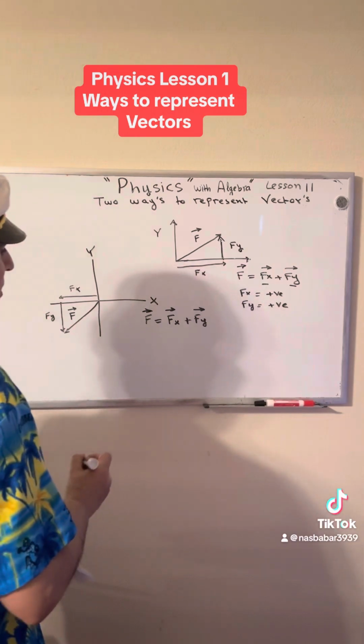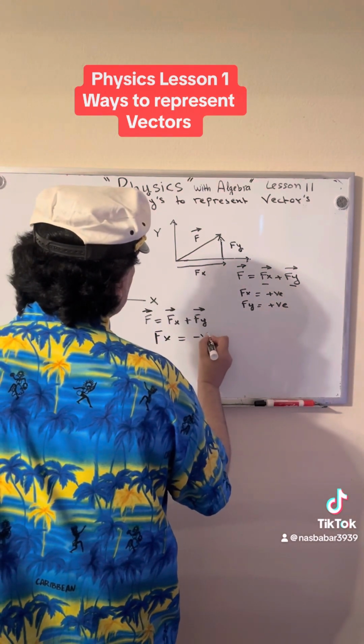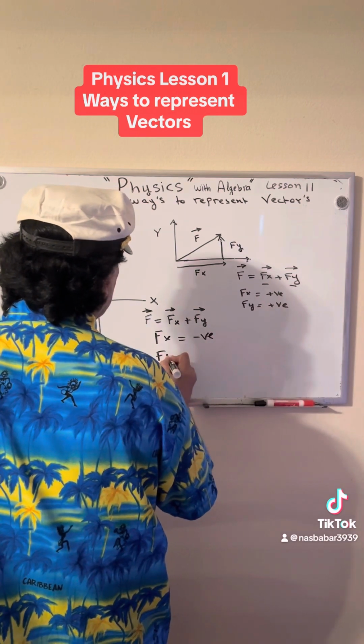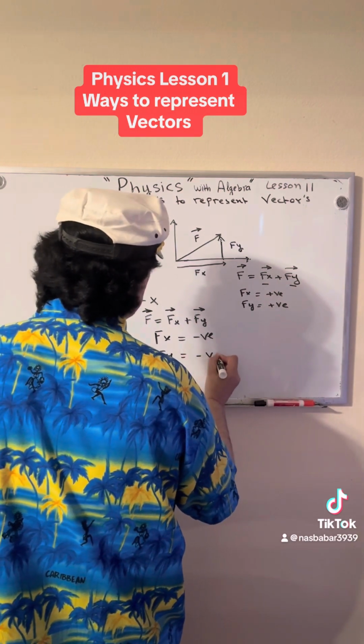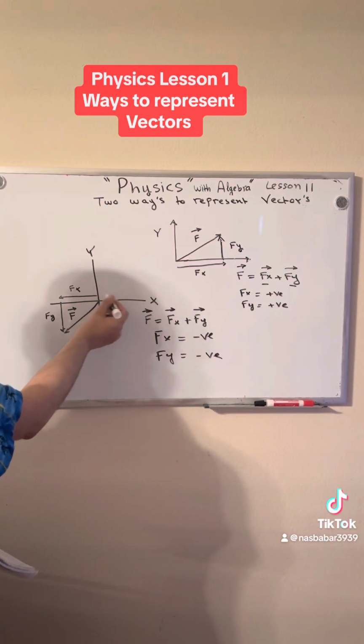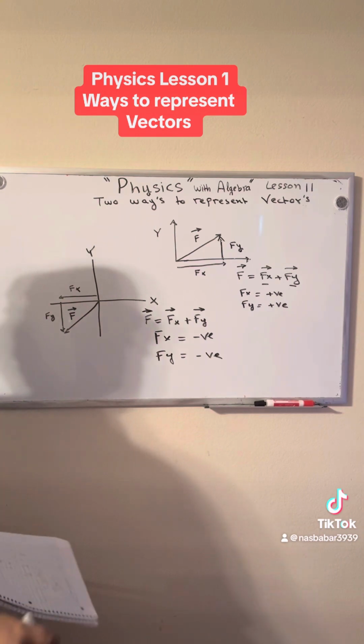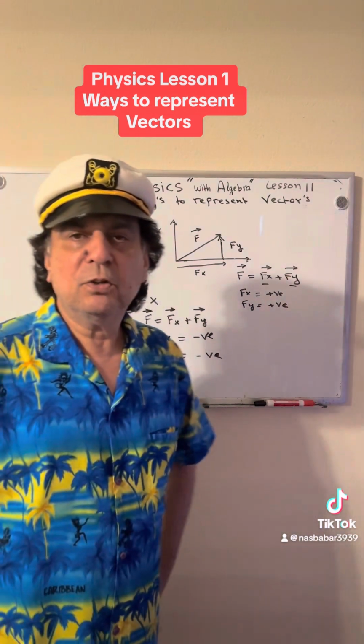Another observation is that in this case, Fx is negative, and Fy is also negative. As you can see from the graph, it's going in the opposite direction, going from right to left, and this is going from top to bottom. All right, my friends, that's all I wanted to discuss in this lecture.